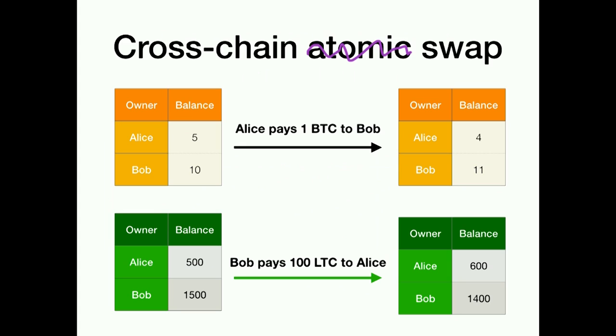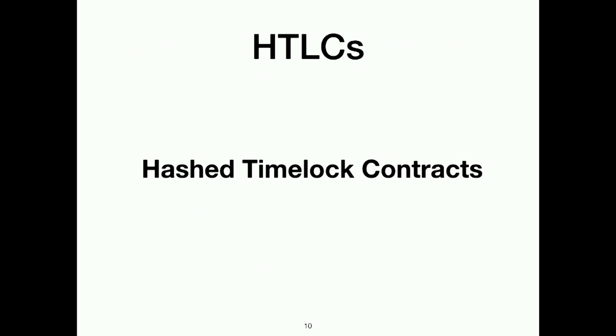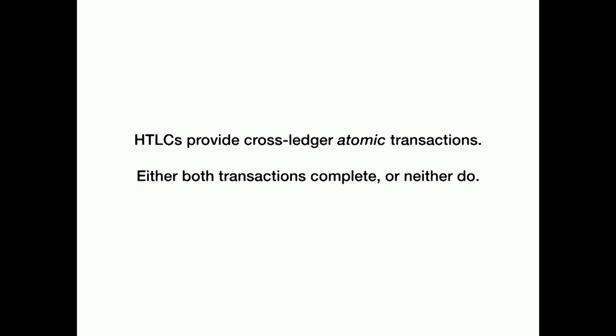So what people came up with originally for cross-chain atomic swaps, and this ends up being used for other kinds of atomicity, is HTLCs. So HTLCs stands, I think, for hash time lock contracts. People use it differently in many different ways, and honestly, I'm here to bury them, not to explain them. So I'm fine with whatever. We're just going to call it HTLCs. It's like the SET. It doesn't stand for anything anymore. HTLCs are a means for providing cross-ledger atomic transactions where either both of these transactions complete or neither do.